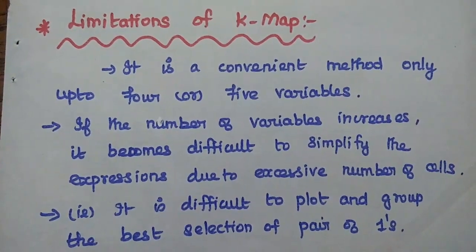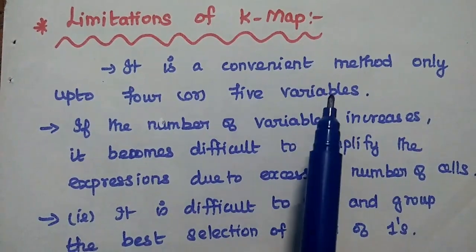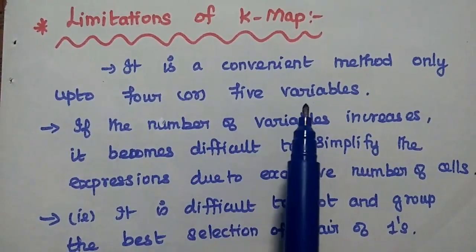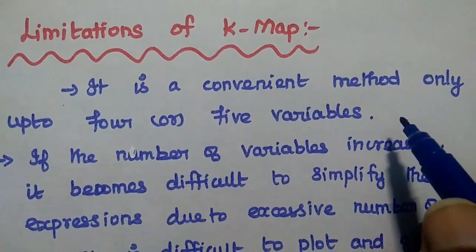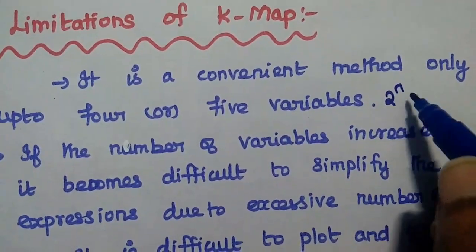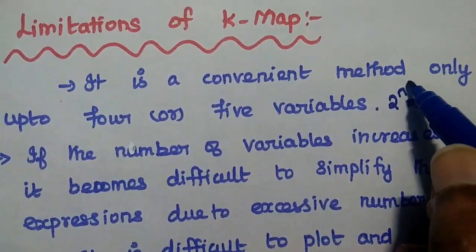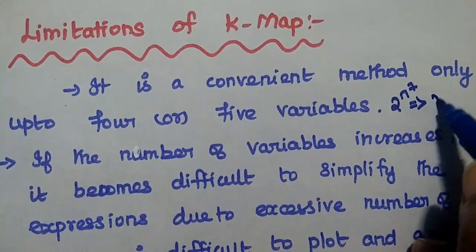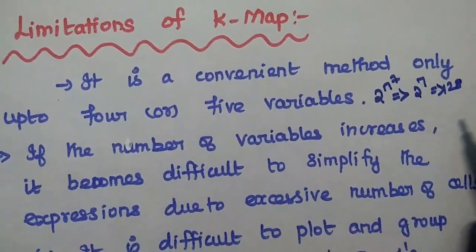Limitations of K-map. K-map is a convenient method only up to 4 or 5 variables, because as we know it is a map method where we have cells. The number of cells is based on the number of variables, 2 power n. If n is equal to 7, then 2 power 7 is equal to what? 128.